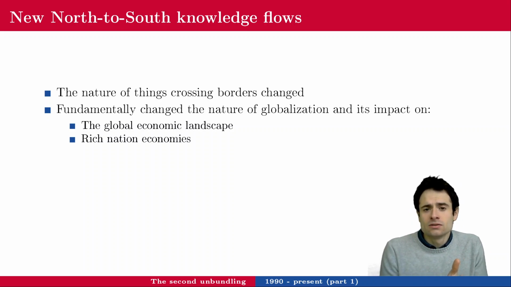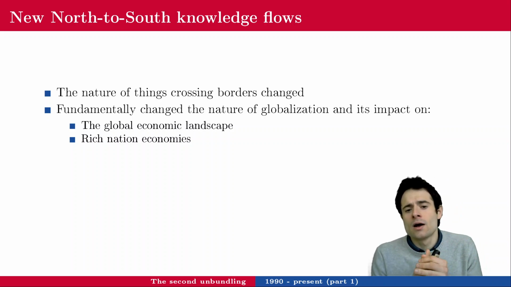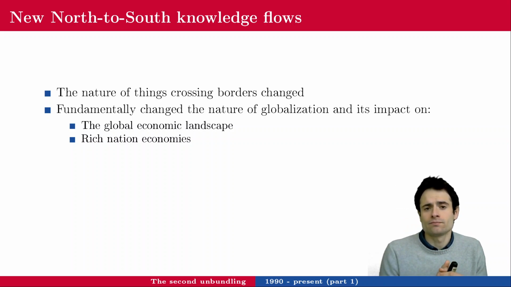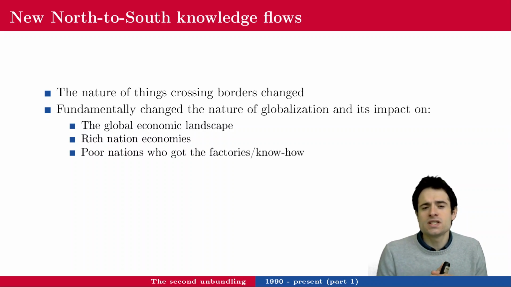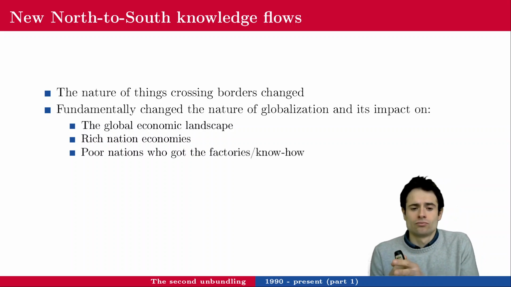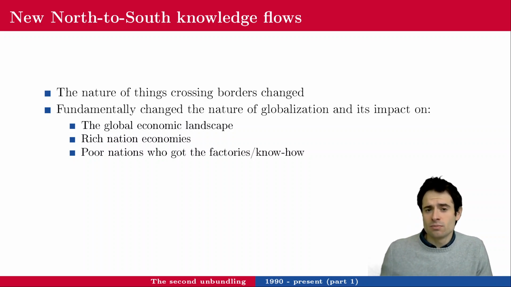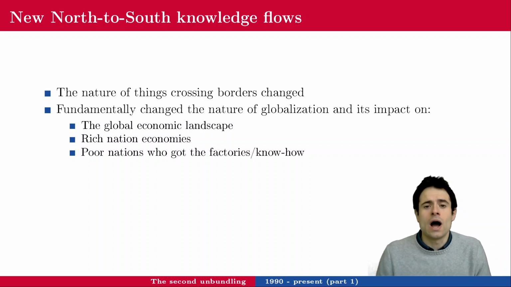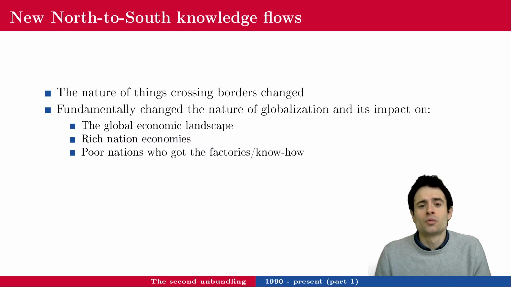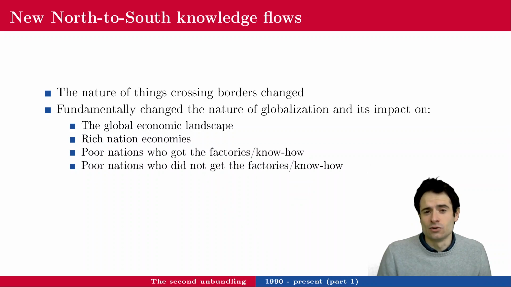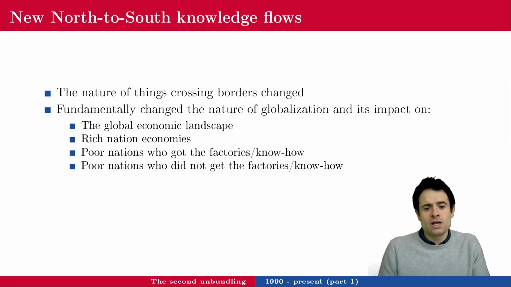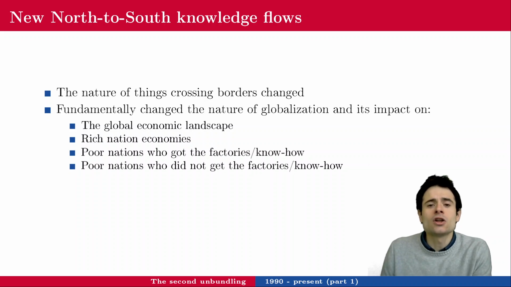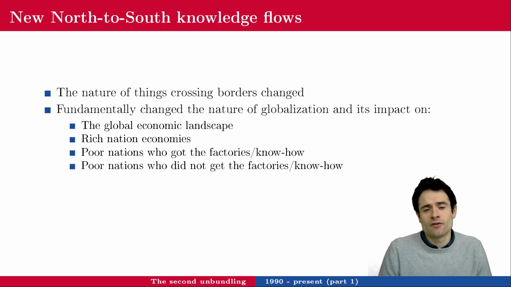Rich nation economies, which are the ones the know-how is coming from, but also countries the know-how goes to. So that would be mostly poor nations because of cheaper labor force. There's going to be a different impact on the ones who got the know-how, so the ones who got to produce for those G7 firms, and the ones who did not get to. Not every poor nation got to get contracts from those G7 firms.